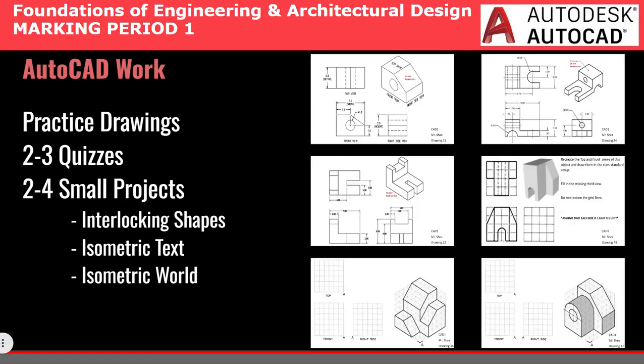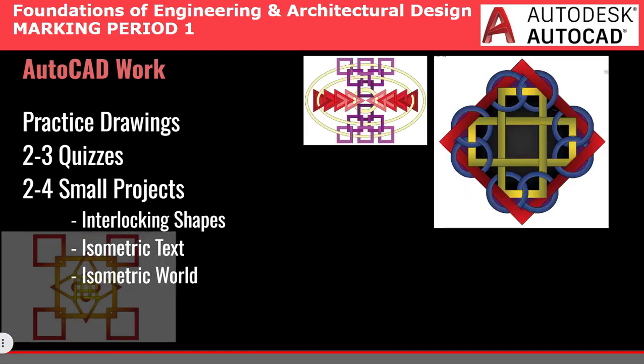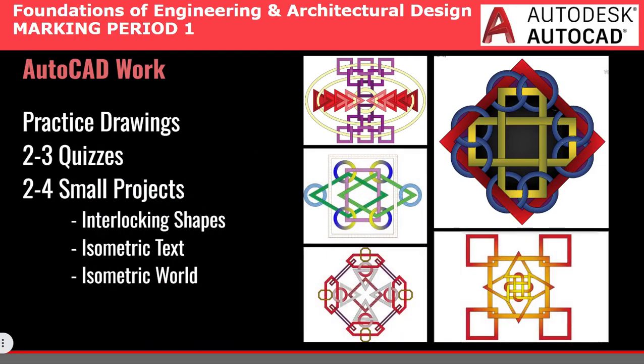So these are some of the other drawings that we get to, the isometric drawings where we're seeing multiple views at the same time on the same sheet. And then we get into some curves and some three-dimensional drawings as well. This is one of the projects that we do. It is called the Interlocking Shapes Project. So you are left to your own devices to create an assortment of shapes that interlock with each other.